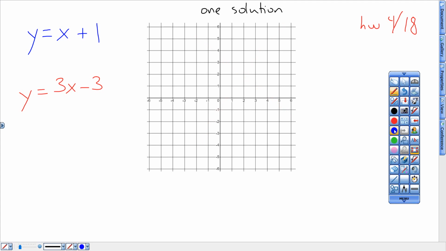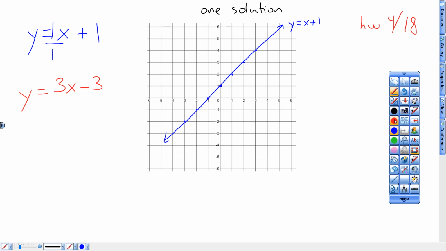Starting at 1 on the y-axis for that 1 in blue. This number in front of X is 1. Made into a fraction is 1 over 1. So from that point 1, right 1, up 1, right 1, up 1, right 1, up 1, right 1, up 1. Draw a line through those. That is the line y equals x plus 1.